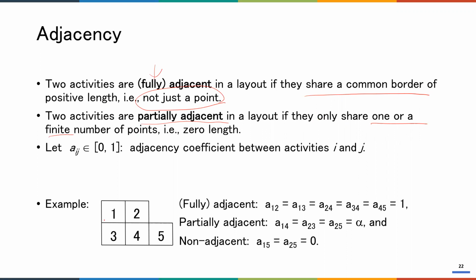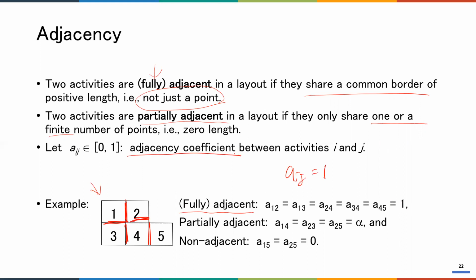So for example, this is the case. We have 5 workstations and we build the layout like this. So what makes it fully adjacent? If they are sharing a common border, it means 1 and 2 are adjacent, 1 and 3 are adjacent, 3 and 4 are adjacent, 2 and 4 are adjacent, and 4 and 5 are adjacent. So they have the adjacency value equal to 1.